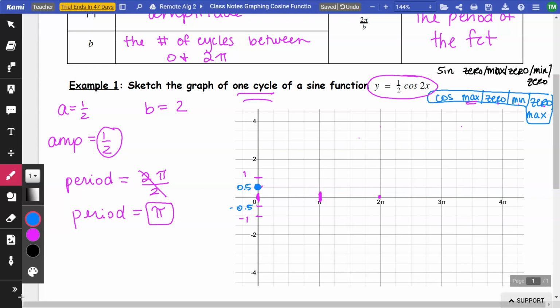So then from there, I'm going to end on another maximum. And I know two cycles occur between 0 and 2 pi, so my period is 0 to pi, which means my other maximum has to occur at pi.